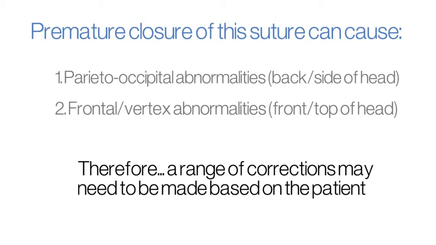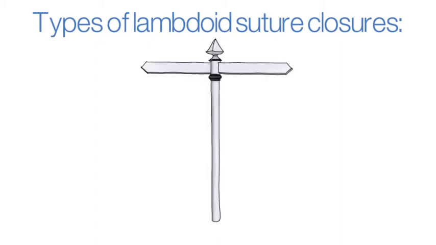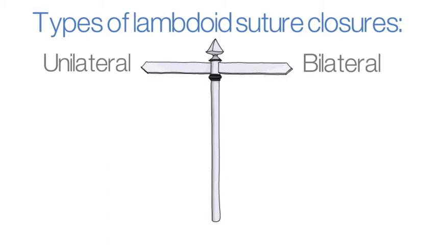There are two main categories of lambdoid craniosynostosis: unilateral and bilateral. Unilateral lambdoid synostosis involves the premature fusion of just one side of the lambdoid suture. Bilateral lambdoid craniosynostosis involves the premature fusion of both sides of the lambdoid suture.